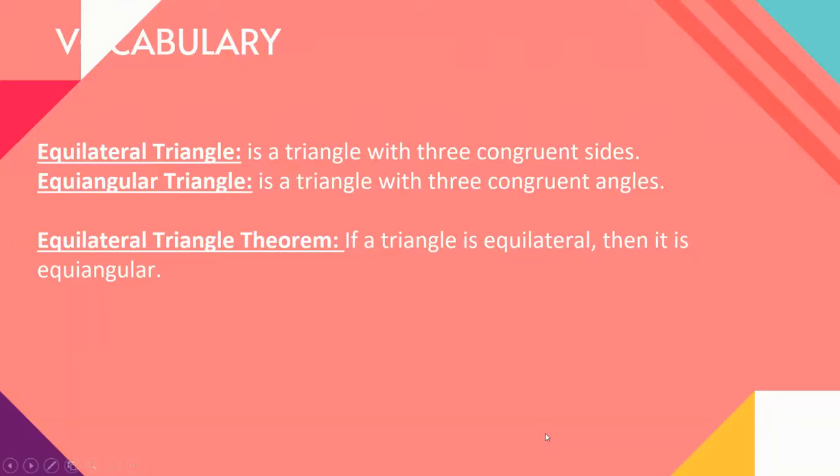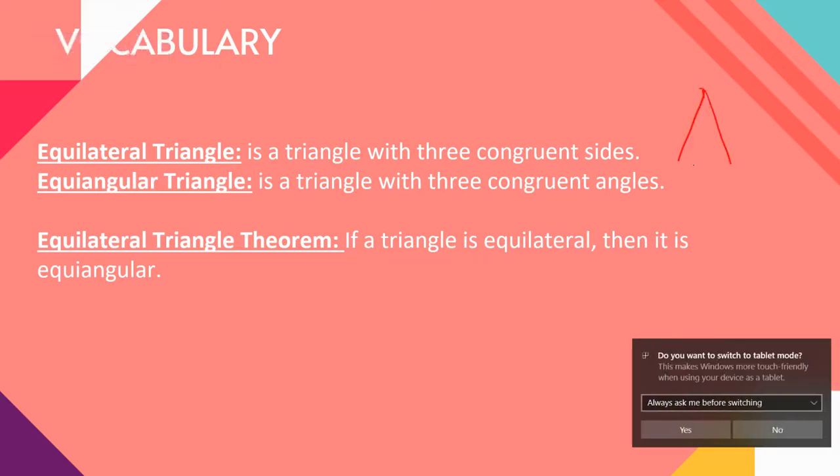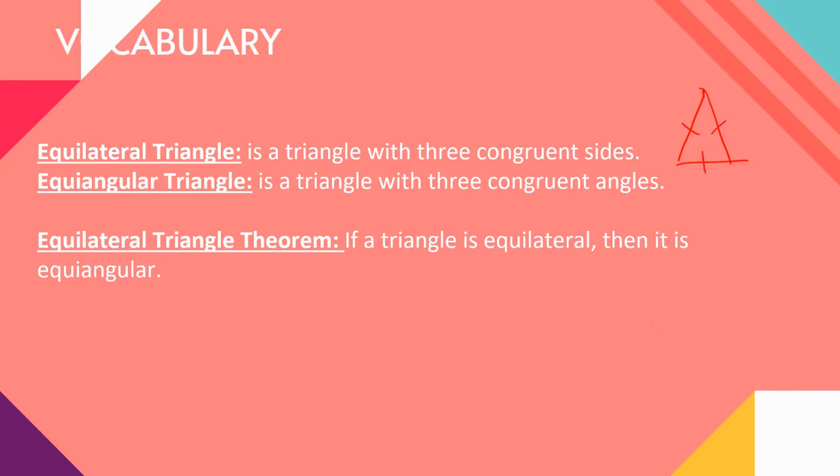All right, so our next set of vocabulary is going to be on equilateral triangles. An equilateral triangle is a triangle with three congruent sides, like this, okay? An equiangular triangle is a triangle with three congruent angles, something like this. An equilateral triangle theorem puts basically those two things together.